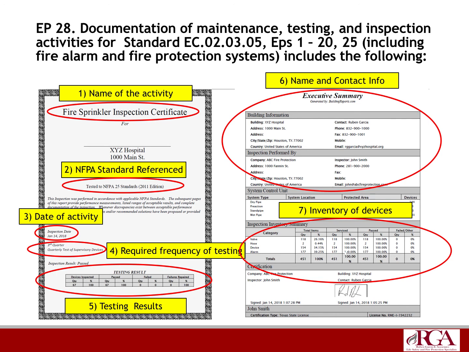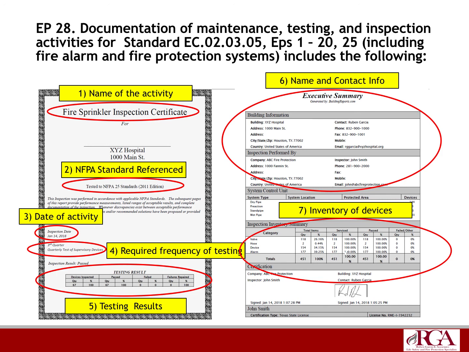Testing results. That's number 5. So you have to have pass or fail criteria for every item checked. You can't just say it was tested. Okay, it was tested, but did it pass or did it fail? Obviously, if it failed, you have to have corrective action. And if you don't have immediate corrective action, you have to have an ILSM. That's for another training.